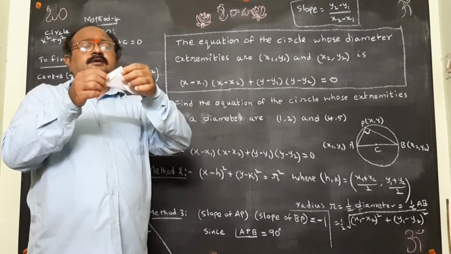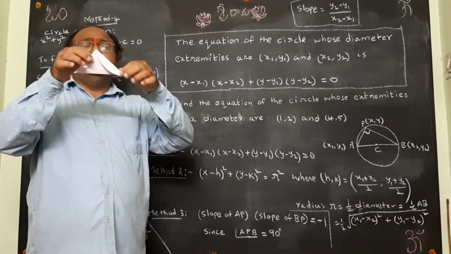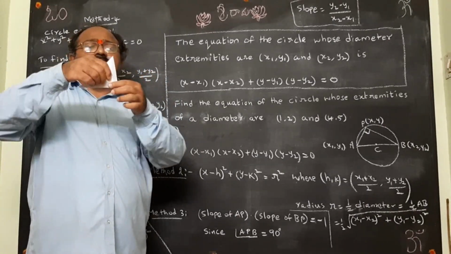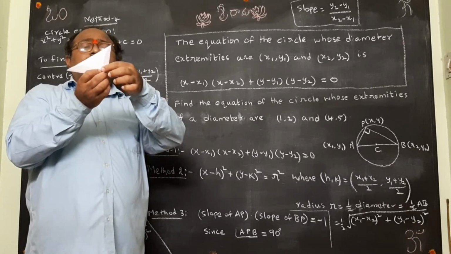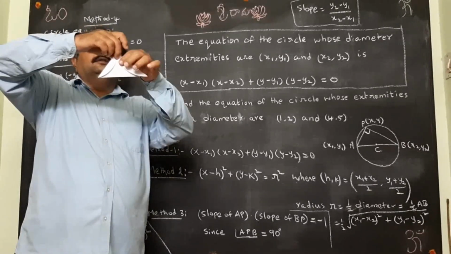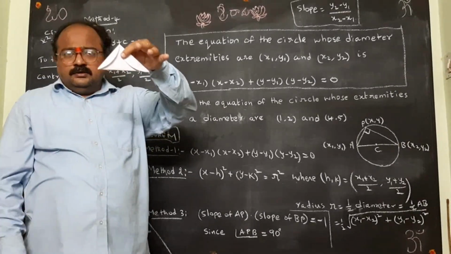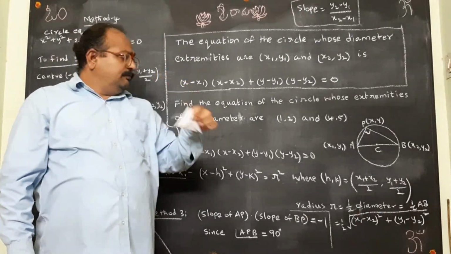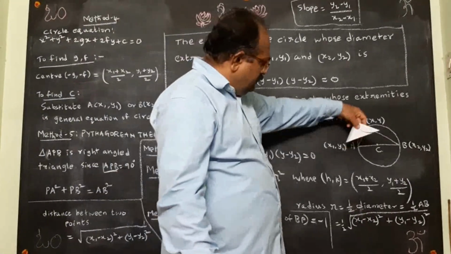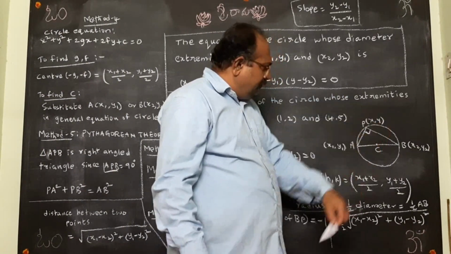This is PB, this is PA. Now if you observe this, a right angled triangle PAB is formed. So that's what we have discussed: a right angled triangle is formed.